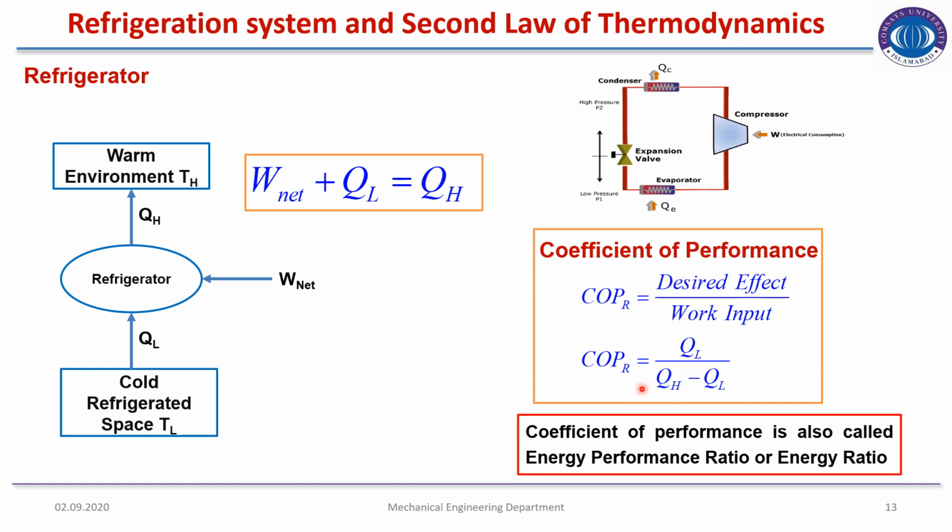and the work input W net is equal to QH minus QL. If we move QL to the right hand side, W net is equal to QH minus QL. So the COP of a refrigerator is QL over QH minus QL, or 1 over QH over QL minus 1.